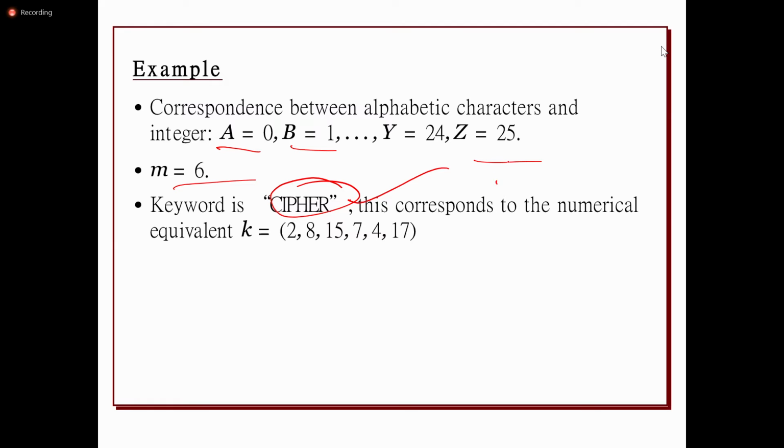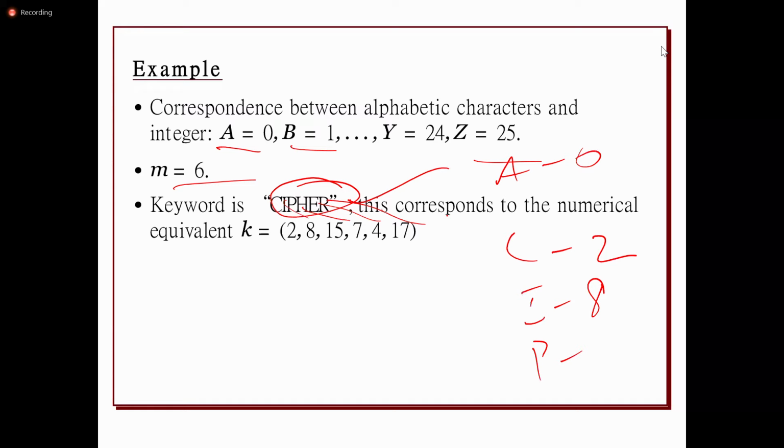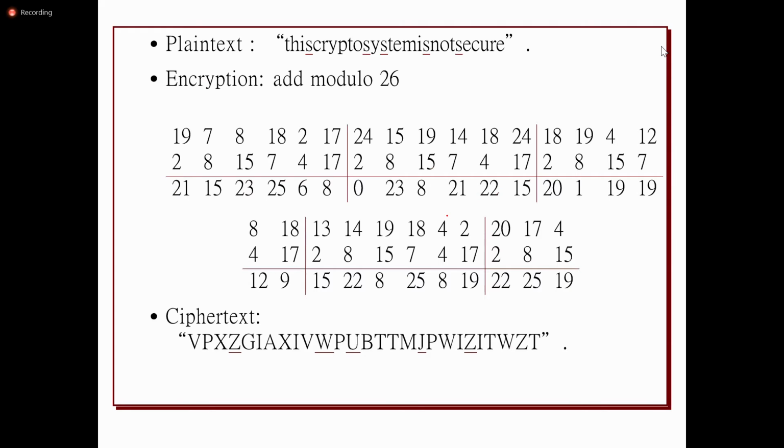So see, A is 0, C is 2, I is 8, P is 15, like this. We need to take the numerical values of all the key alphabets. Then we need to take the plain text. Here the plain text is: this crypto system is not secure.